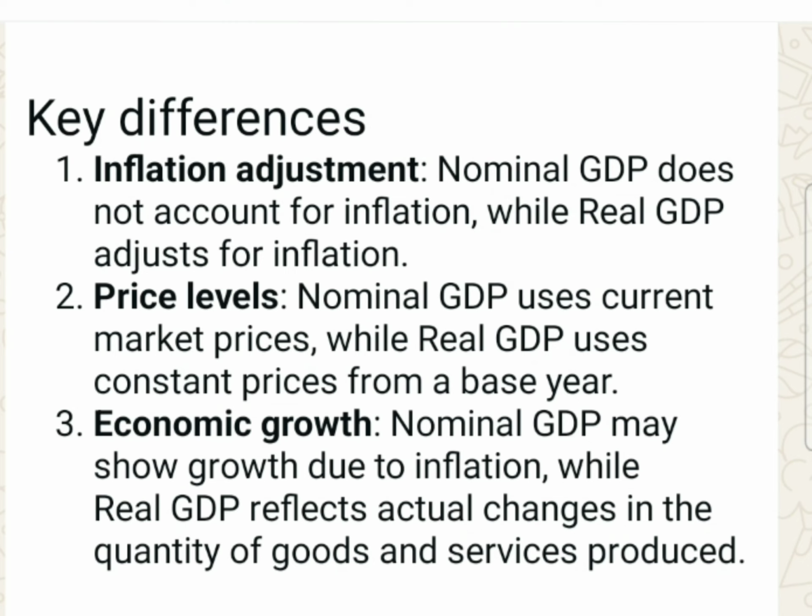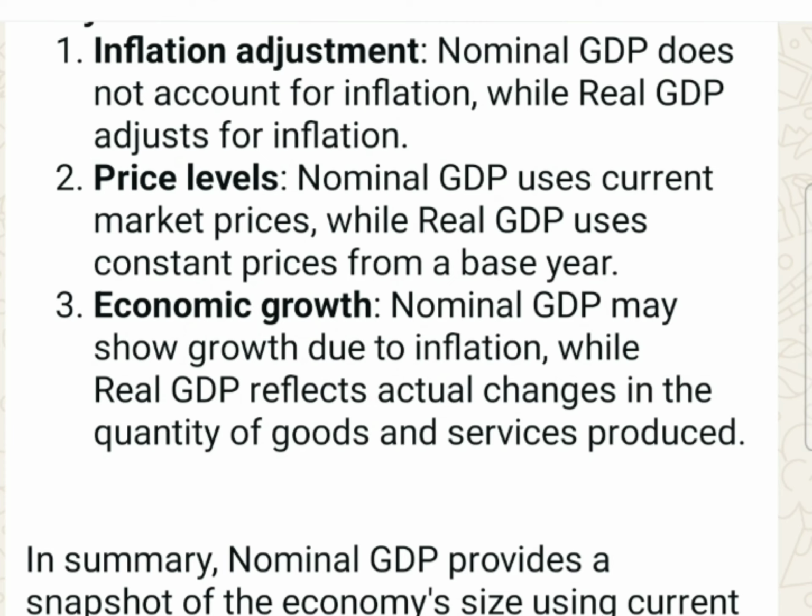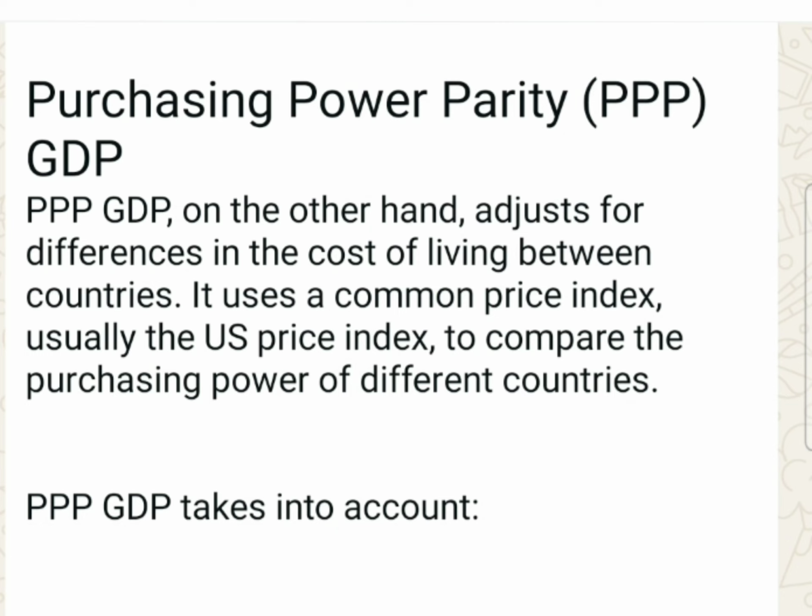Price level: nominal GDP uses current market prices, while real GDP uses constant prices from a base year. Economic growth: nominal GDP may show growth due to inflation, while real GDP reflects actual changes in the quantity of goods and services produced. GDP purchasing power parity adjusts for differences in the cost of living between countries. It uses a common price index, usually the US price index, to compare the purchasing power of different countries.